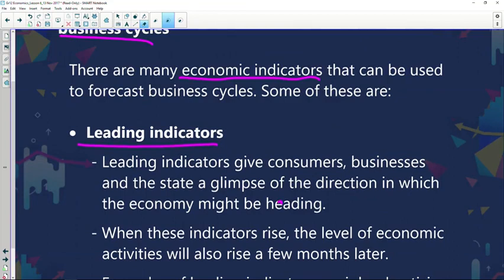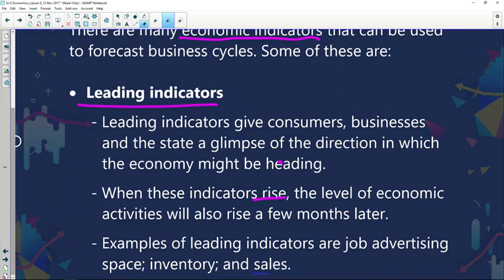I think it's important for consumers so that they can plan accordingly, but also for businesses and the state so that they can put certain measures in place in order to respond to whatever challenges could be brought about by the changes in the economy. When these indicators rise, the level of economic activities will also rise a few months later. Examples of leading indicators are job advertising space, inventory, and sales.